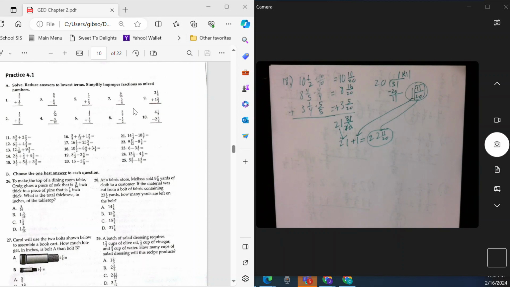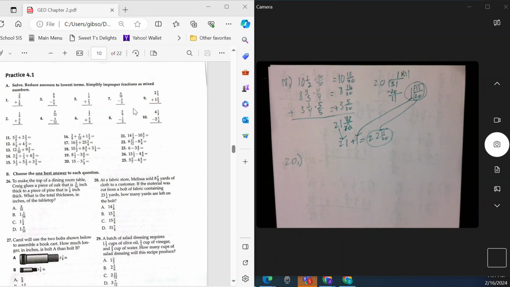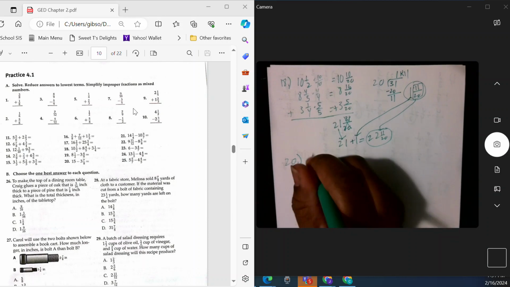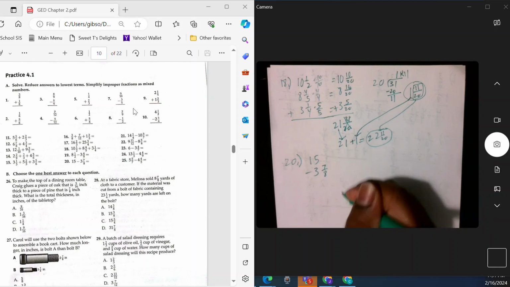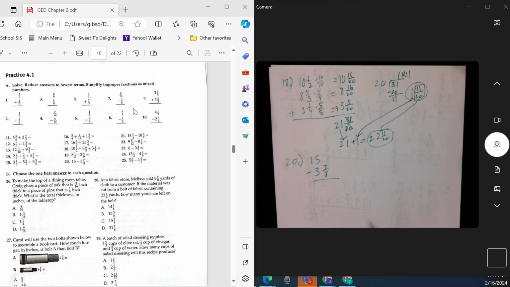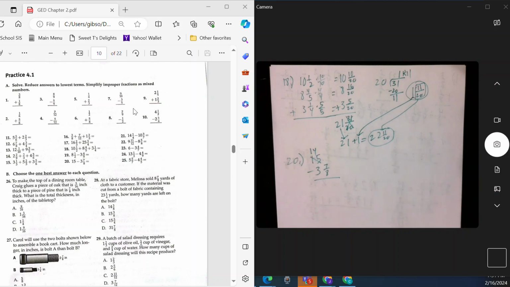Now that's 18. Now we're going to go to problem number 20. If you're having issues with this, you could rewind this and rewatch 18 and see it done all over again. 20. I'm going to line this up. We have 15 minus 3 and 7/8. Now if you notice here, we have this whole number 15 minus 3 and 7/8. We cannot subtract 7/8 from nothing. So we have to borrow 1 from this 15 and make it 14.